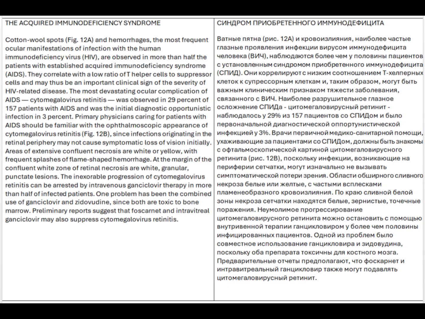Areas of extensive confluent necrosis are white or yellow, with frequent splashes of flame-shaped hemorrhage. At the margin of the confluent white zone of retinal necrosis are white, granular, punctate lesions. The inexorable progression of cytomegalovirus retinitis can be arrested by intravenous ganciclovir therapy in more than half of infected patients.